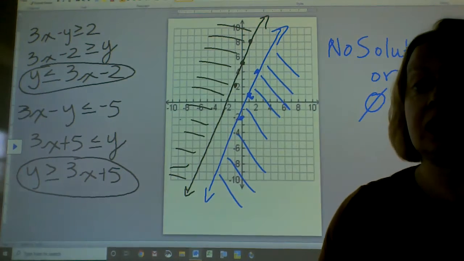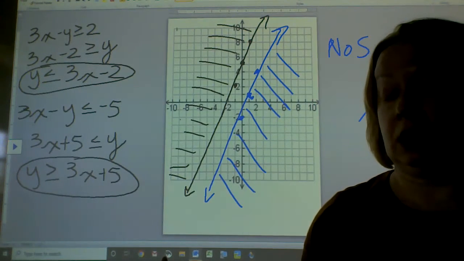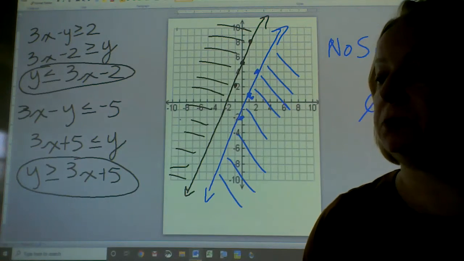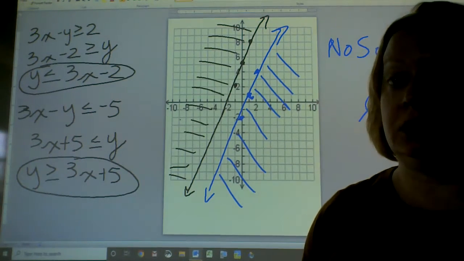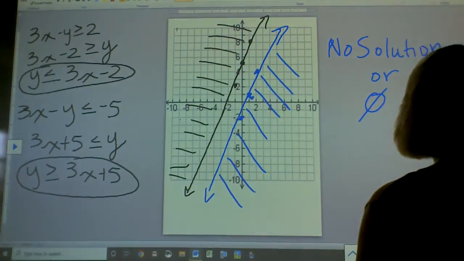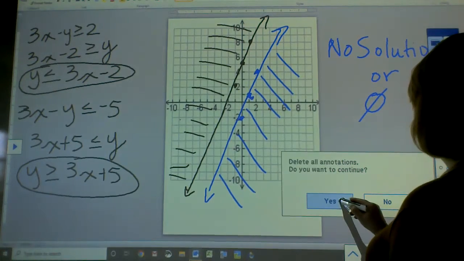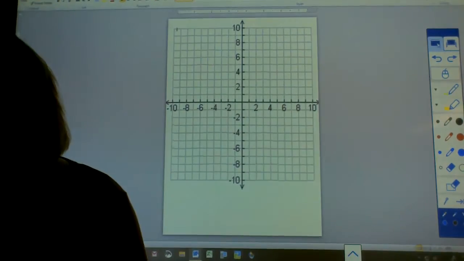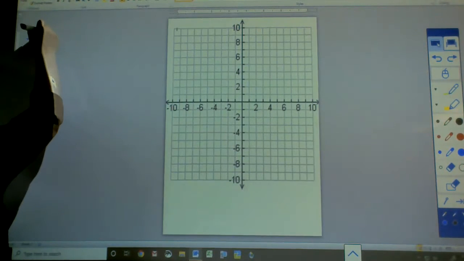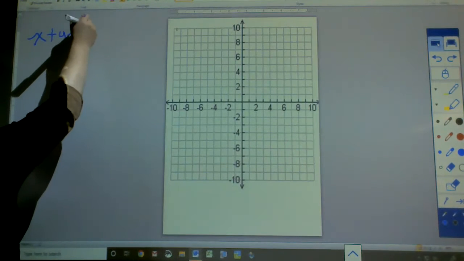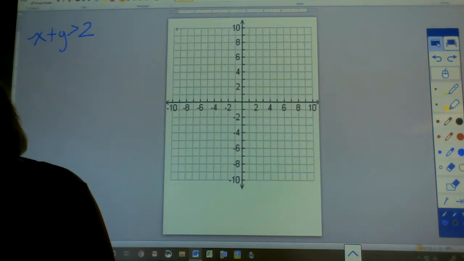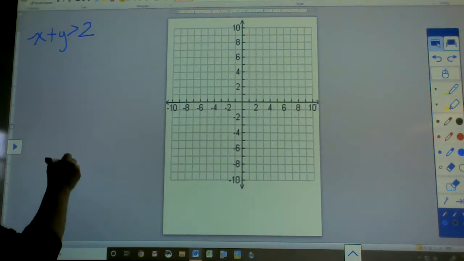So sometimes you're going to get a region where they don't intersect, and sometimes you will. So we'll do one more, and then I'm going to put up some graphs, and you need to write the equation for the shaded region. So let's say we have this equation: x plus y is greater than 2. And then I'm going to leave a little space. The next one is negative 4x plus 2y is less than 8.